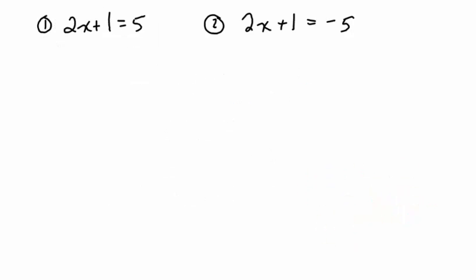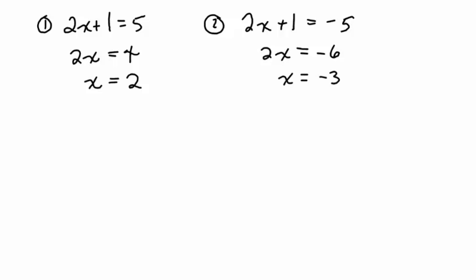For our first linear equation, we could subtract 1 from both sides. That's going to give us 2x is equal to 4. And then dividing both sides by 2 gives us x is equal to 2. For our second linear equation, once again we could subtract 1 from both sides. This gives us 2x is equal to negative 6. And then dividing by 2 gives us x is equal to negative 3.